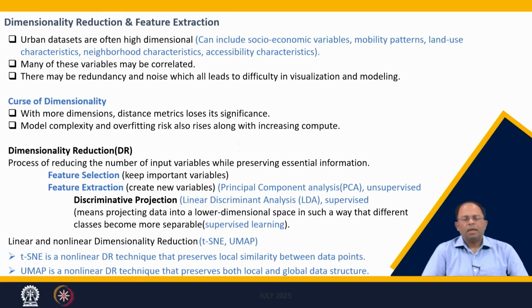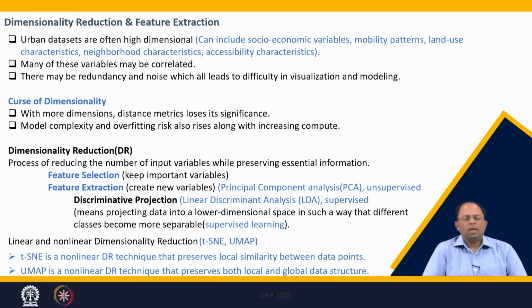When two variables are correlated, including both of them in the model doesn't make sense. Either you take one of them, or there must be some other way of taking the effect of both of these variables into some third variable, right? So there may be redundancy and noise, which all leads to difficulty in visualization and modeling. Because there are a lot of features, obviously there will be some redundancy and a lot of noise, and that leads to difficulty in visualizing the data set and also developing the models.